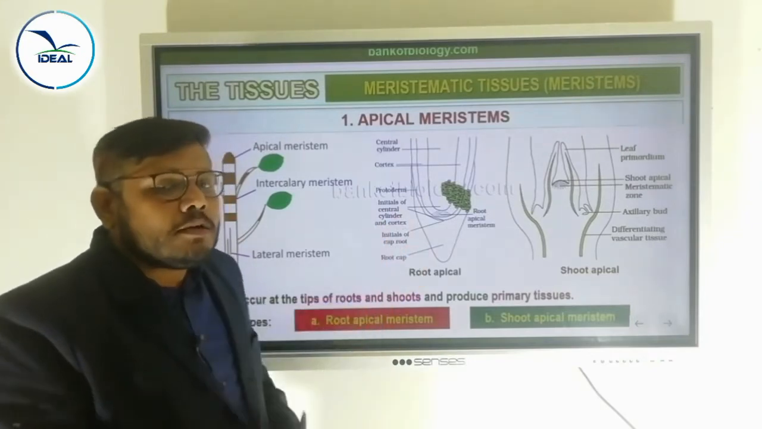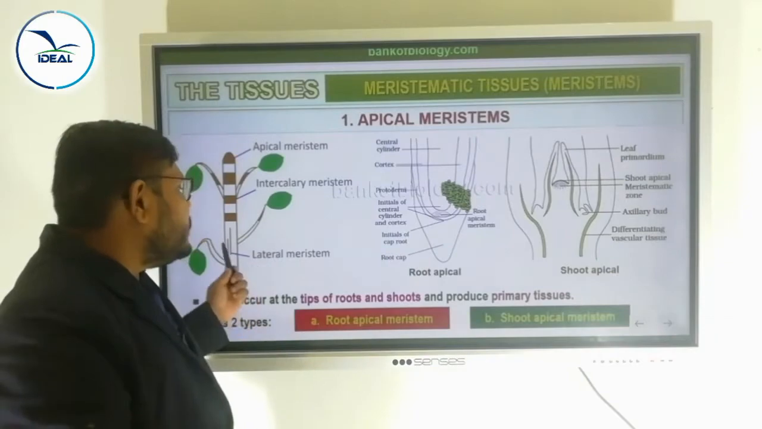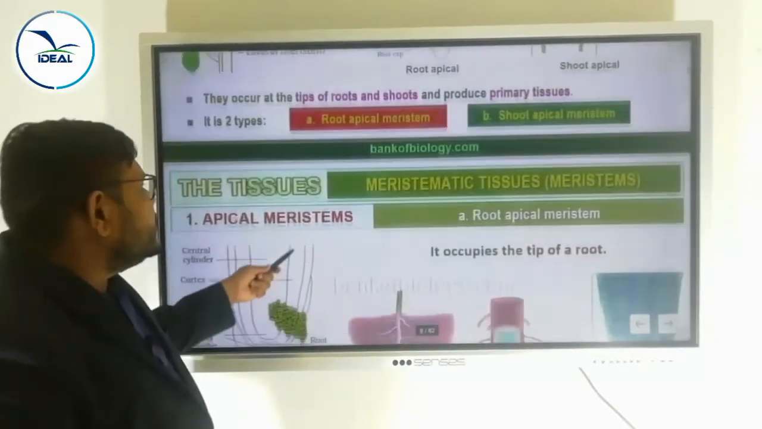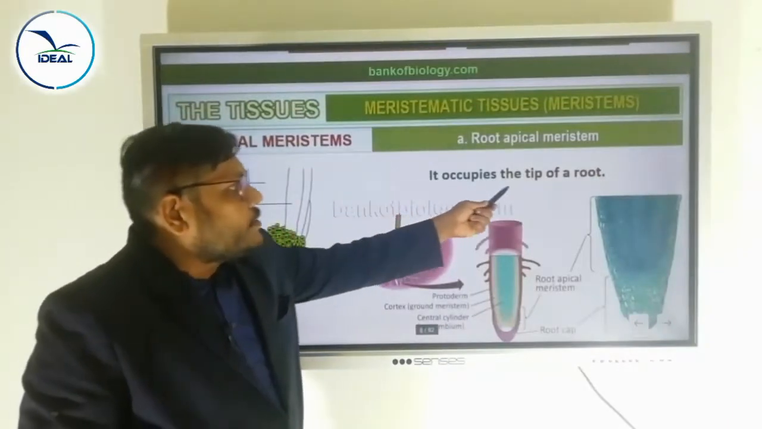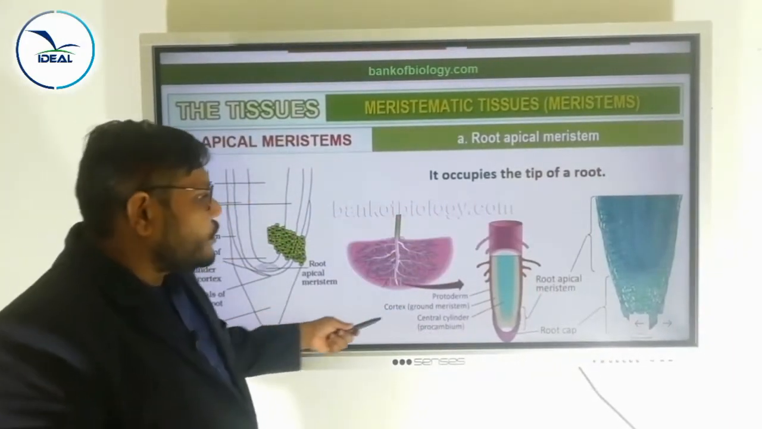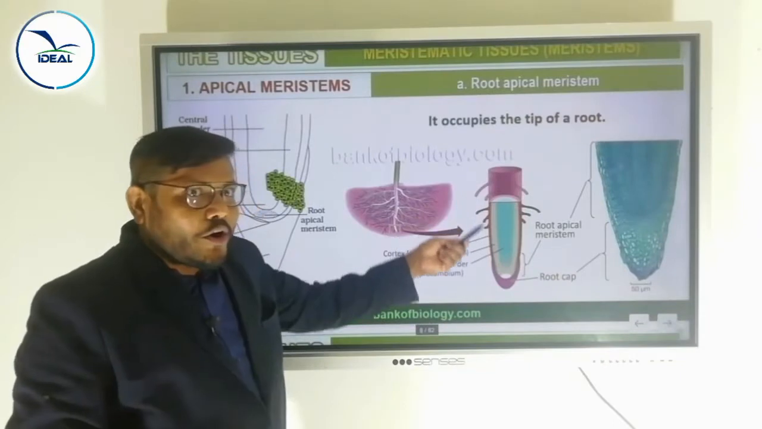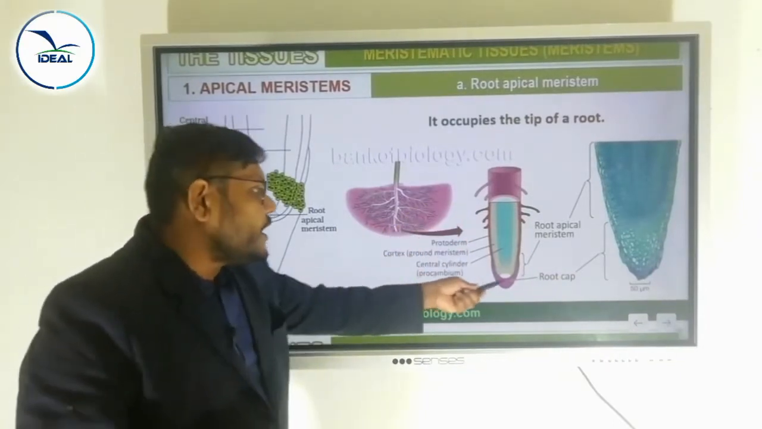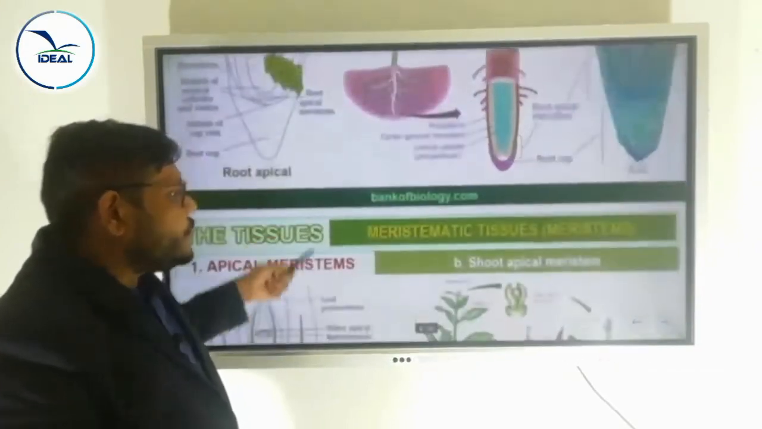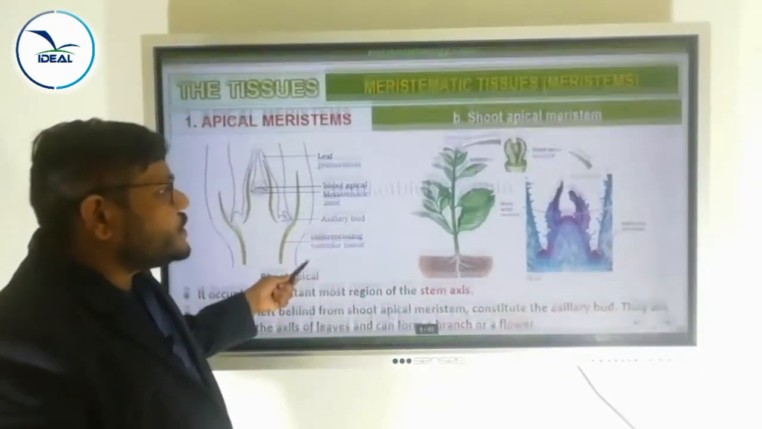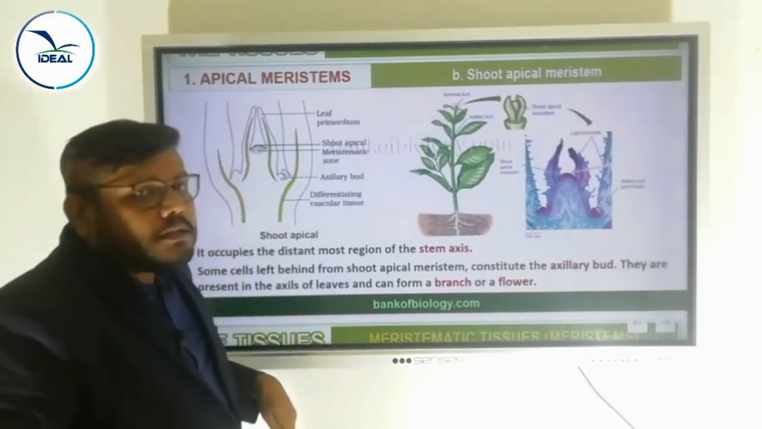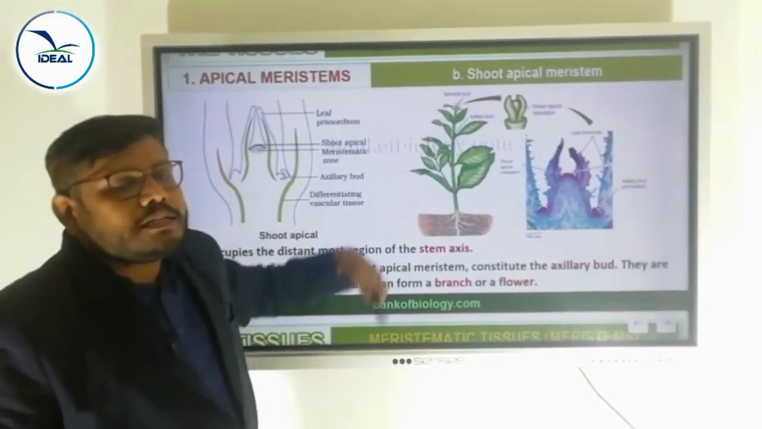Which type of meristem is this? Apical meristem. Look, this is the root apical meristem and the shoot apical meristem. The apical meristem occupies the tip of the root. Look, this is the tip of the root. We already learned this concept, the regions of the root, where the root cap is present. So this is the root apical meristem, and this is the shoot apical meristem. Which type of meristem is present? Apical meristem.